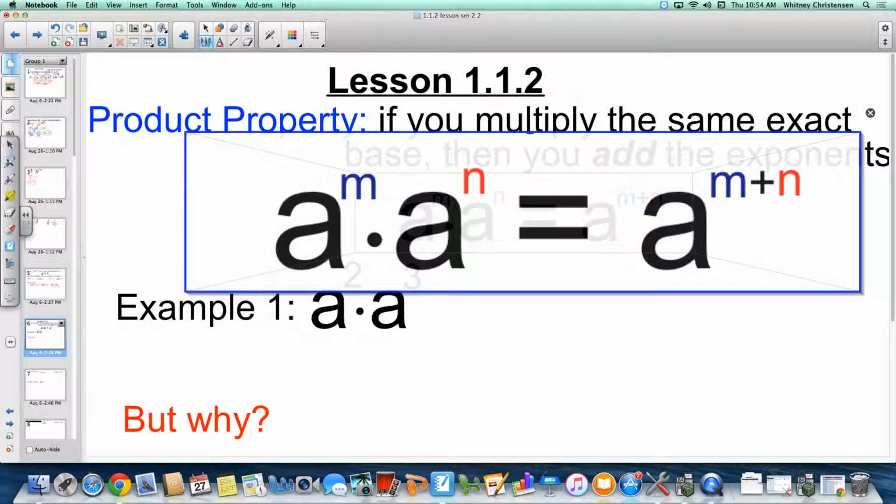So notice looking at this. I have base a raised to the n power times base a raised to the n power. A and a are the same base. I'm multiplying the same base, so the rule says I'm going to add those exponents up. n plus n. Does that make sense?